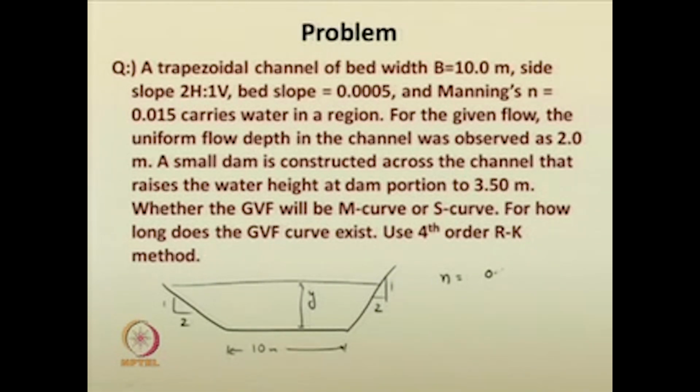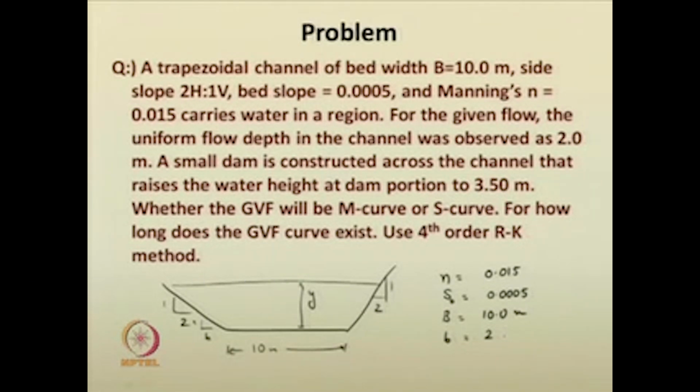n is equal to 0.015, S 0 is equal to 0.0005, B is equal to 10 meter. We used to give it this as 1:b if you recall our earlier lectures. So, that small b is equal to 2 here.